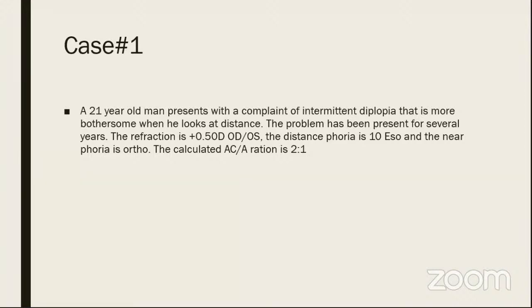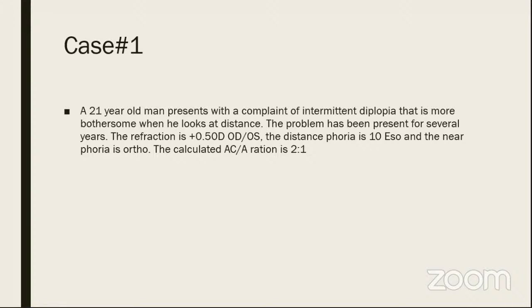So what would be the initial approach? Okay, so yeah, I can see one answer: no correction. Any other person can share their views regarding how to make an initial approach in these cases. Yeah, the point is that plus 0.5 diopter is not a significant refractive correction.